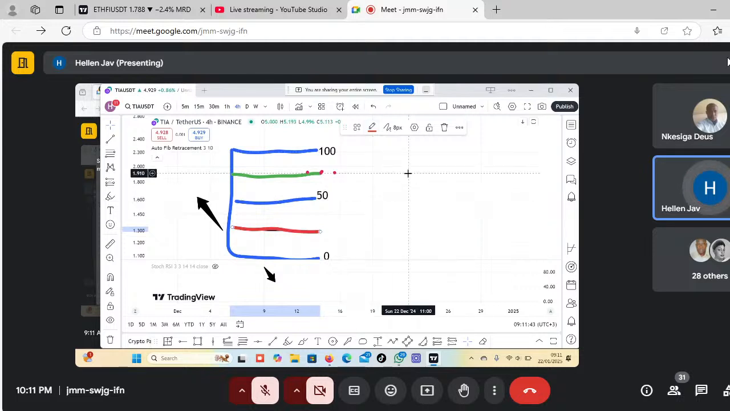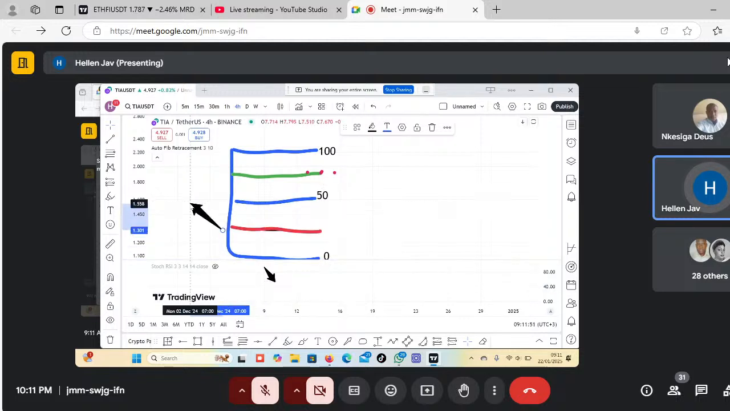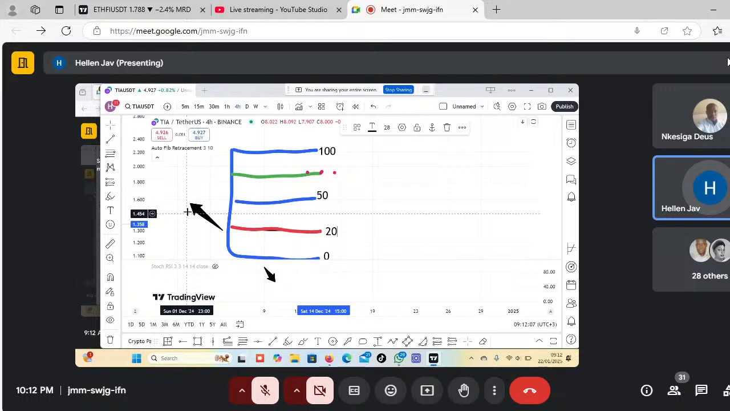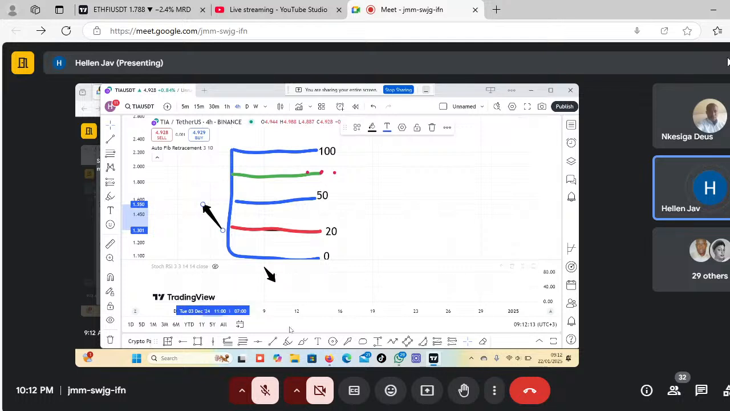So from this area, we can mark this line here and make it 20. And then we are going to make this one 80. I'm going to be explaining why. So we are getting our 80 here.